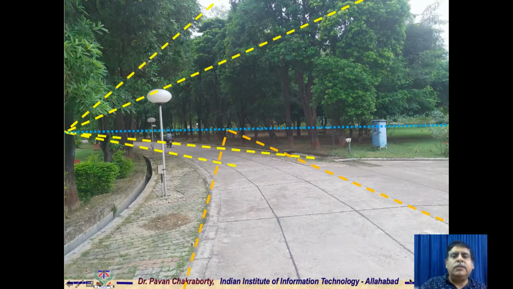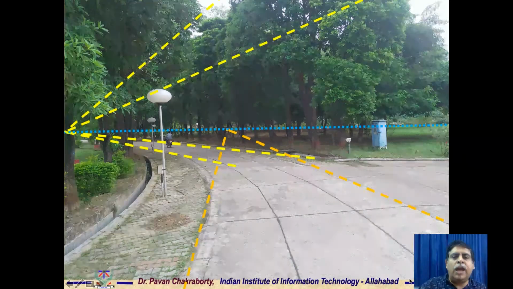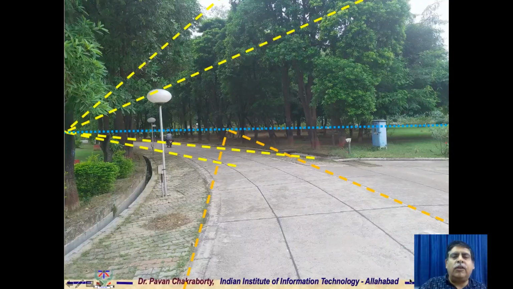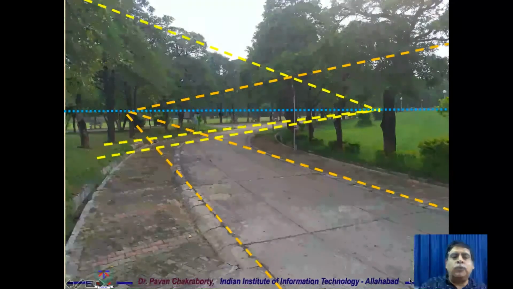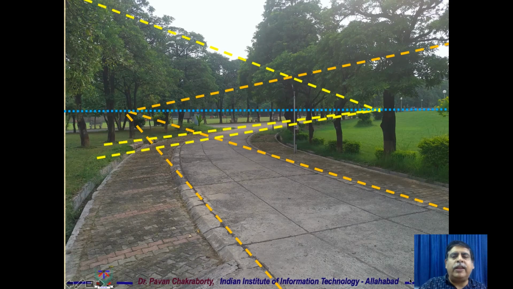In this case, you see again that this is two-point vanishing, and in both the cases the sections of the road are vanishing on the horizon at two different points. Here again, we see a similar effect. Two sections of the road are vanishing on the horizon, which is denoted by the blue line.